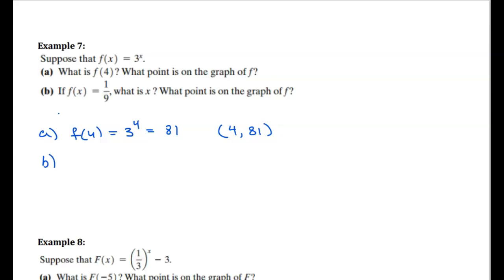All right, part B. If f of x equals 1 over 9, what is x? So 1 over 9 equals 3 to the x. We can see that 1 over 9 is 3 to the -2, so x equals -2. So the point on the graph is x equals -2 and y equals 1 over 9.